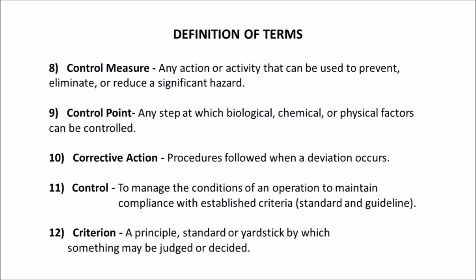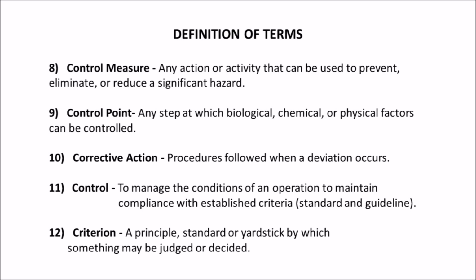Control measure is straightforward, meaning any action or activity that can be used to prevent, eliminate or reduce a significant hazard. Control point is any step at which biological, chemical and physical factors can be controlled. Corrective action is the procedure followed when a deviation occurs, when there is non-compliance or a breach of halal or food safety. Corrective action needs to be taken immediately. Control is to manage the condition of an operation to maintain compliance with established criteria, standard or guideline. Criterion is a principle, standard or yardstick by which something may be judged or decided.